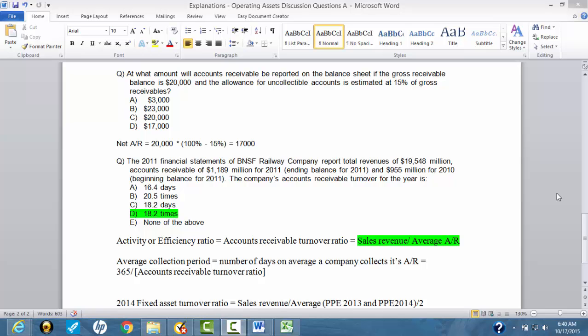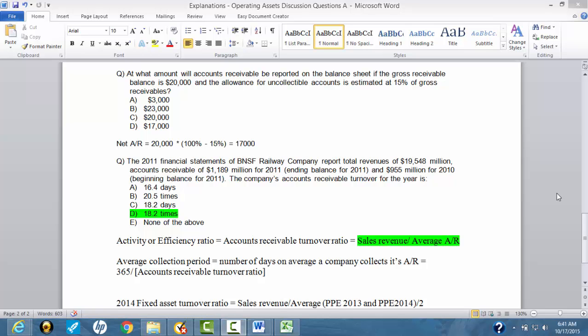In this recording, I will be analyzing operating assets questions. Now recall that operating assets are assets used in the day-to-day business operations of a company. Examples of operating assets are cash, account receivables, inventory, property, plant and equipment, and intangible assets like patents and copyrights.